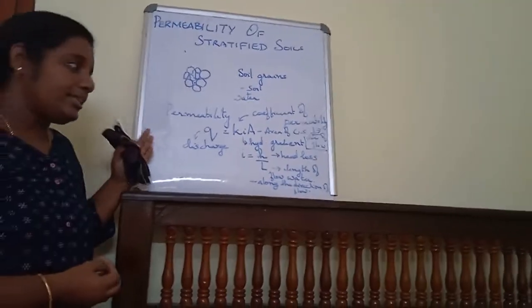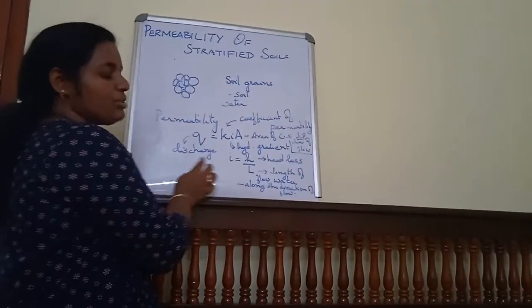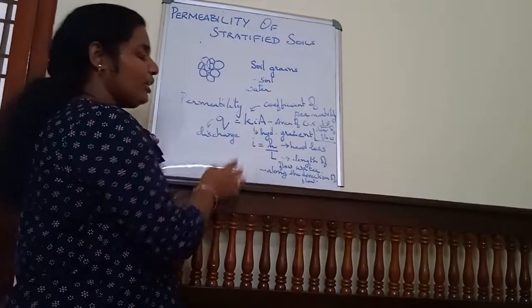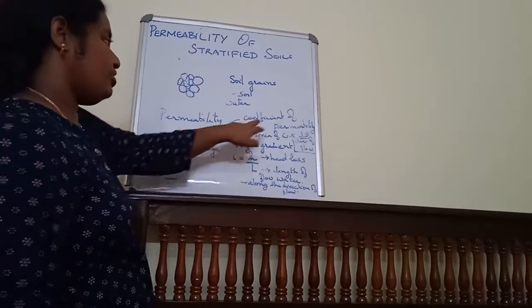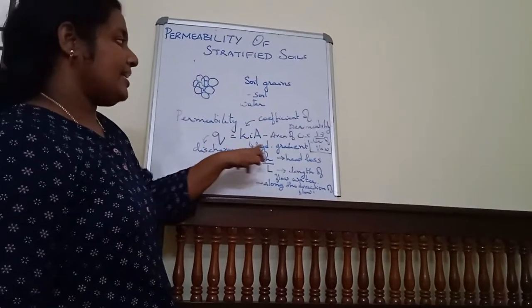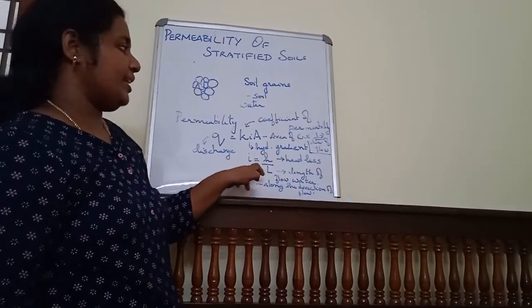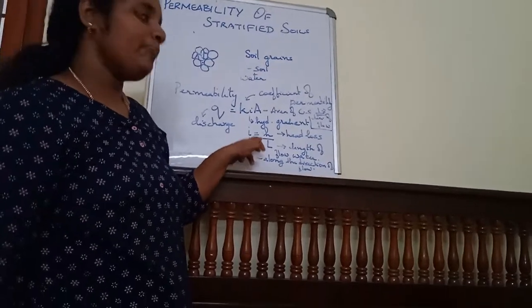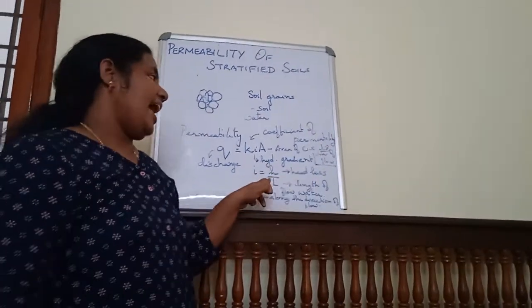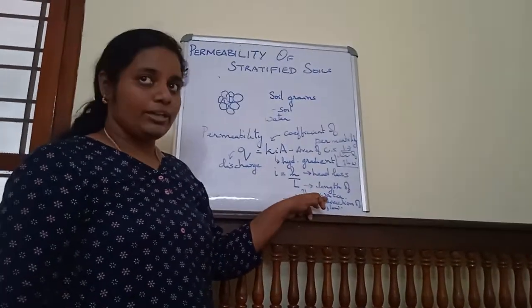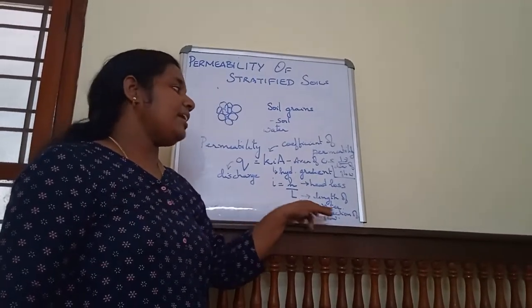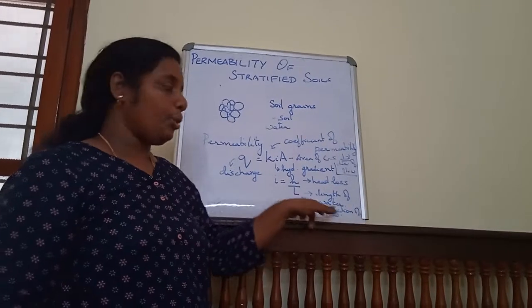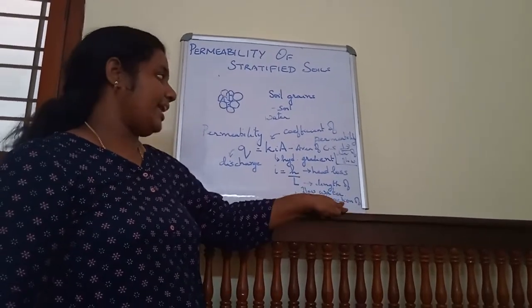We have all learned these basics, and the basic equation that we use for permeability is Q equal to K i A, where Q is the discharge, K is the coefficient of permeability, i is the hydraulic gradient, and it has an equation equal to H by L, where H is the head loss and L is the length of flow of water. The main point to be noted is L is measured along the direction of flow.